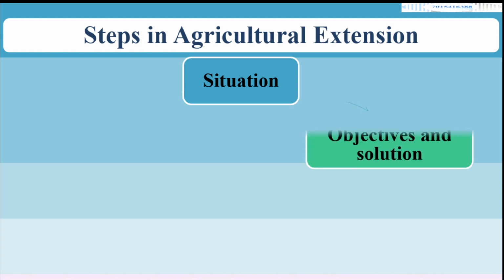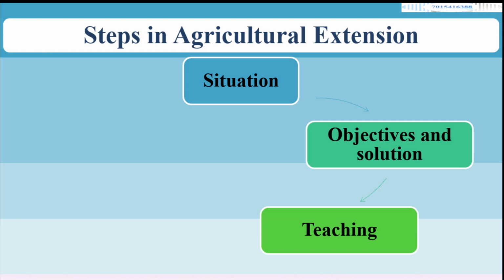As we know, there are 5 steps in agriculture extension. First is situation, which means the extension worker will have to analyze the situation, in which situation the farmer is living right now and which type of problems they are facing. Next is objectives. After identification of the problem, the extension worker will have to get the solutions to that particular problem. It means he has to prepare a roadmap, the objectives, of how the problem can be solved.